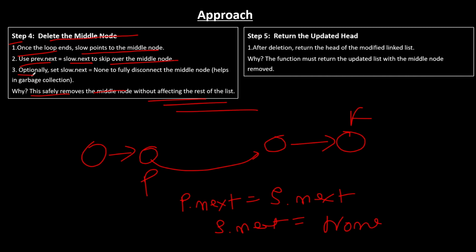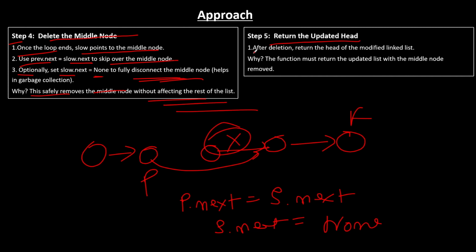Yeah, I have written here: optionally set slow.next to None to fully disconnect the middle node, because if we don't do this, the middle node will still be here and it will be garbage for us, right? So we don't want that. We have to remove this complete node, correct? And at the end, we return the updated head.